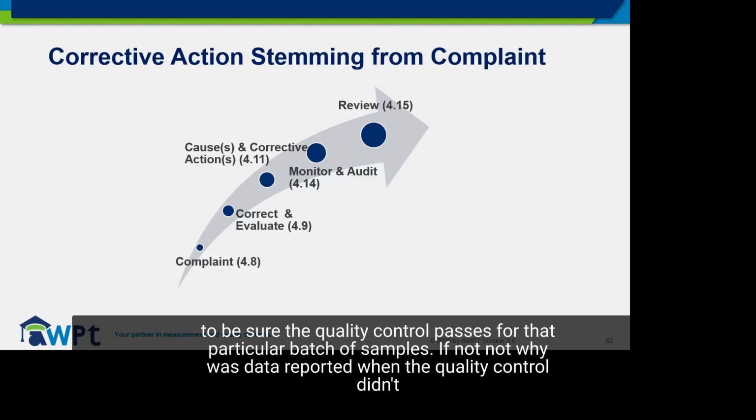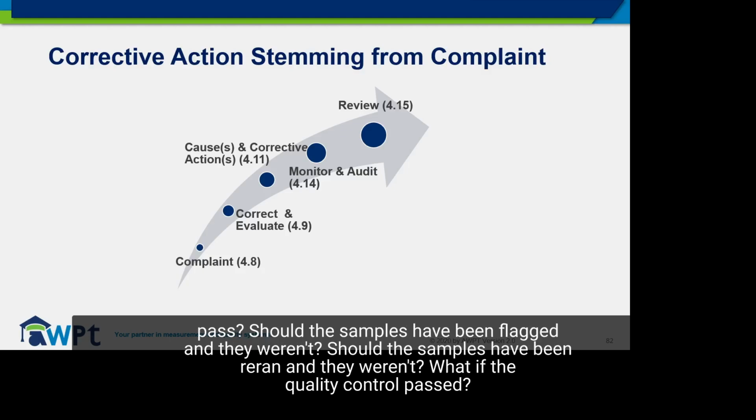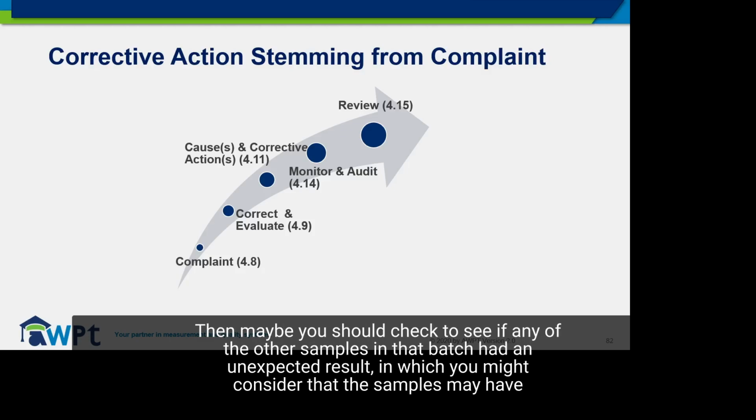If not, why was the data reported when the quality control didn't pass? Should the samples have been flagged and they weren't? Should the samples have been rerun and they weren't? What if the quality control passed? Then maybe you should check to see if any of the other samples in that batch had an unexpected result, in which case you might consider that the samples may have been switched.